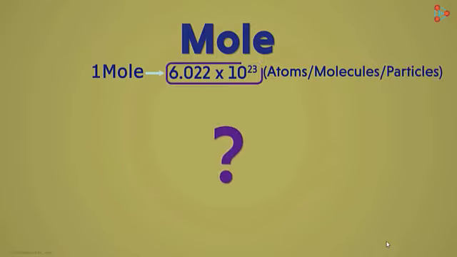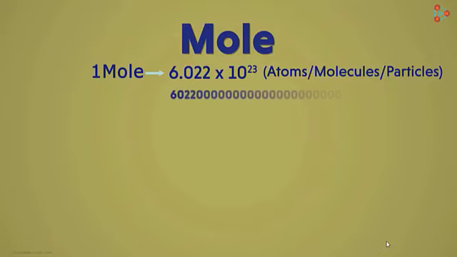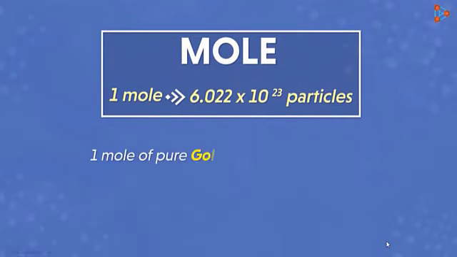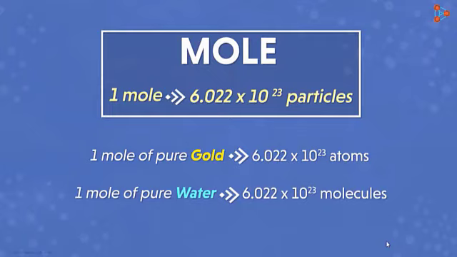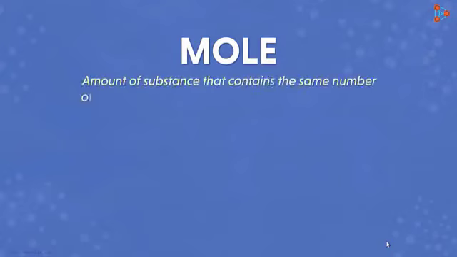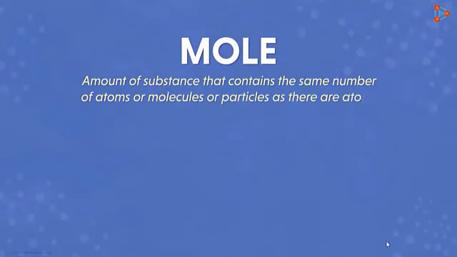Isn't this number huge? If I have to write down the zeros, this is how big the number will look. 1 mole of anything has these many particles. If I give you 1 mole of pure gold, then what will the number of atoms in it be equal to? Yes, these many atoms. And 1 mole of pure water will have these many molecules. But what is the scientific definition of a mole? Scientifically, 1 mole is defined as the amount of substance that contains the same number of atoms, molecules or particles as there are atoms in 12 grams of carbon-12.